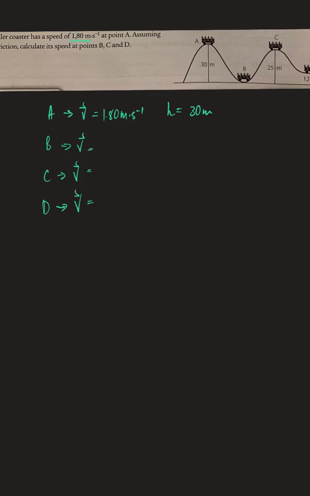All right. So at point B, the height here is 0. At point C, the height is 25. And at point D, the height is 12 meters. So what I'm going to do is work with A and B. Once I'm done with A and B, because I can work with this A and B information, I can find the velocity of B. Then I'm going to work with B and C.